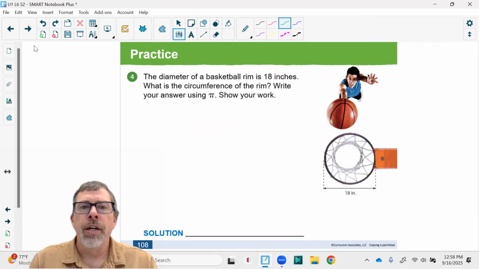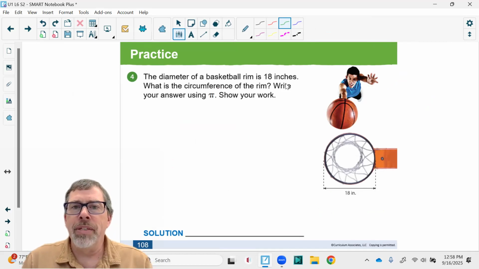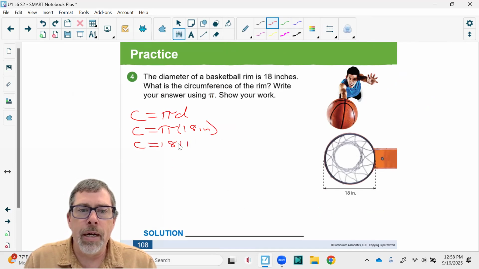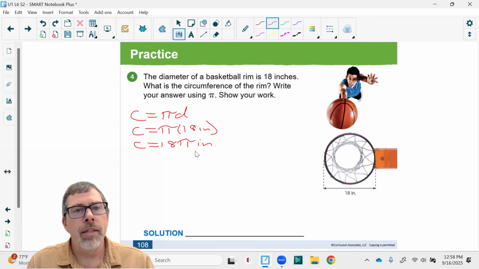Number 4. The diameter of a basketball rim is 18 inches, as shown here. What is the circumference of the rim? Okay, C equals pi times diameter. C equals pi times, substituting in the diameter, 18. So C equals 18 pi inches. Okay, it says write your answer using pi. Show your work. That's it. Done.